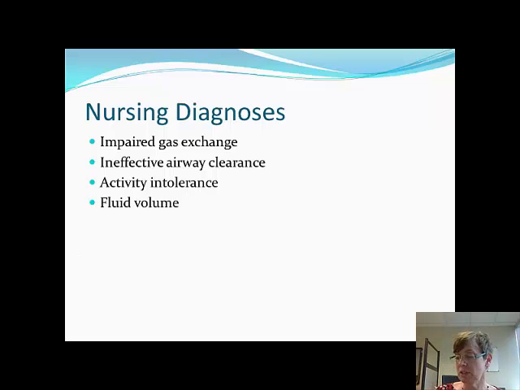Nursing diagnosis here. I think these are pretty straightforward. Notice that there's both problems for gas exchange but also airway clearance, given the mucus production that could possibly block the airway itself.